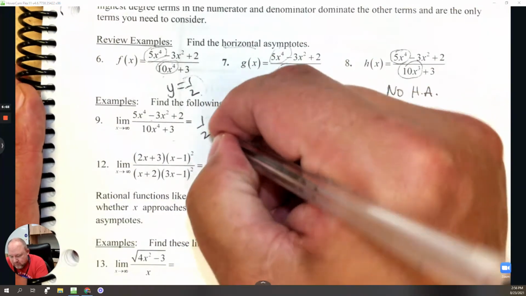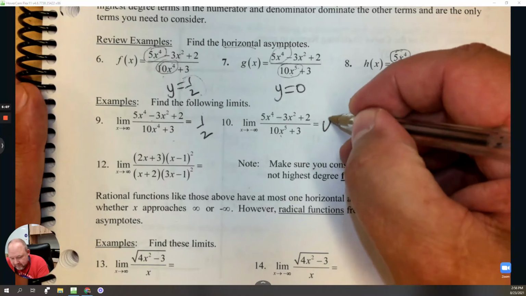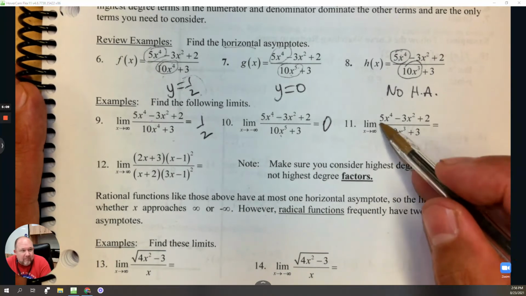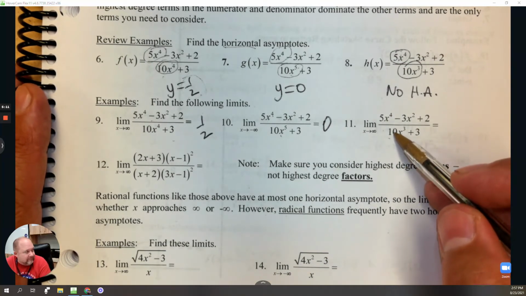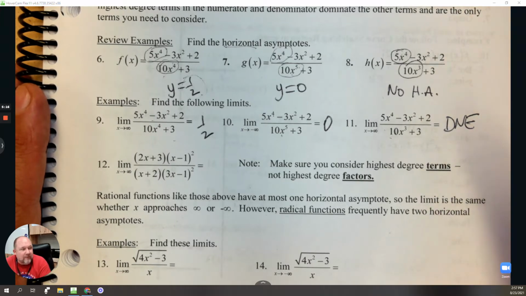So this answer is 1/2. If I go power divided by power here, this answer is 0. Here, power divided by power, this one has no horizontal asymptote, so it does not exist.